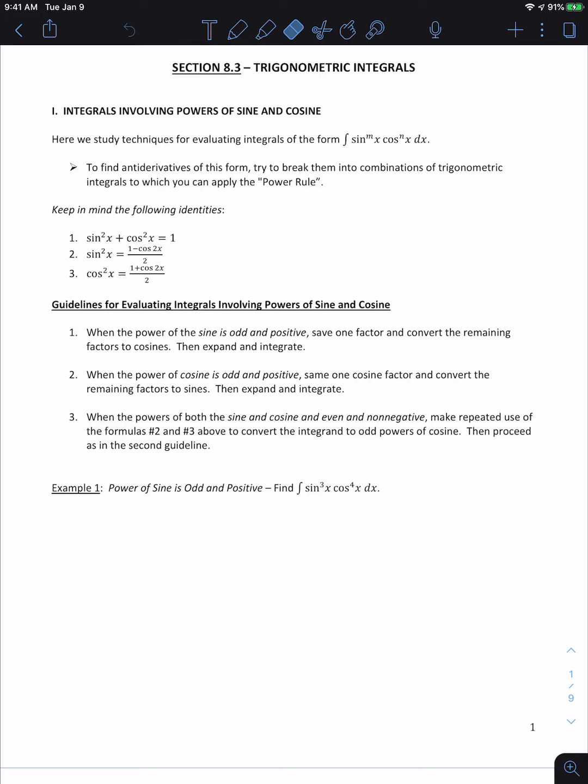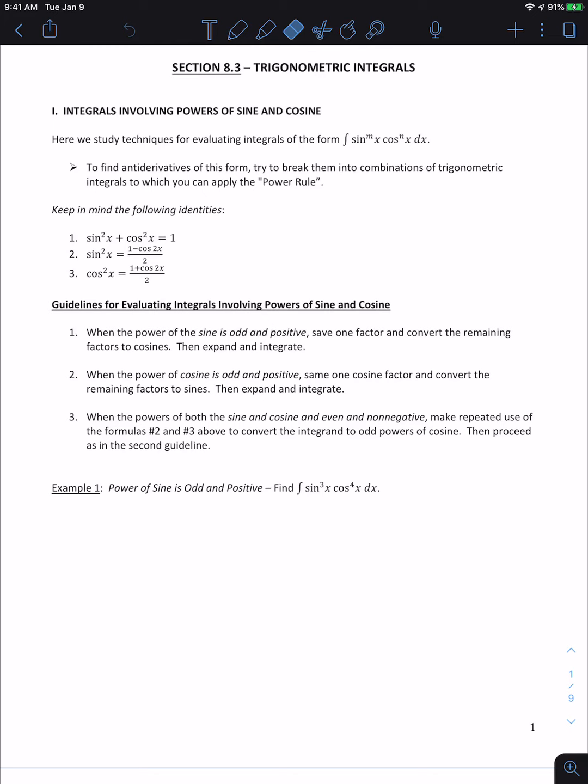Hello everyone, in this video we'll be looking at section 8.3, which is trigonometric integrals. These are integrals that involve trig functions like sine, cosine, tangent, and so on. Okay, so subsection 1 here, integrals involving powers of sine and cosine.